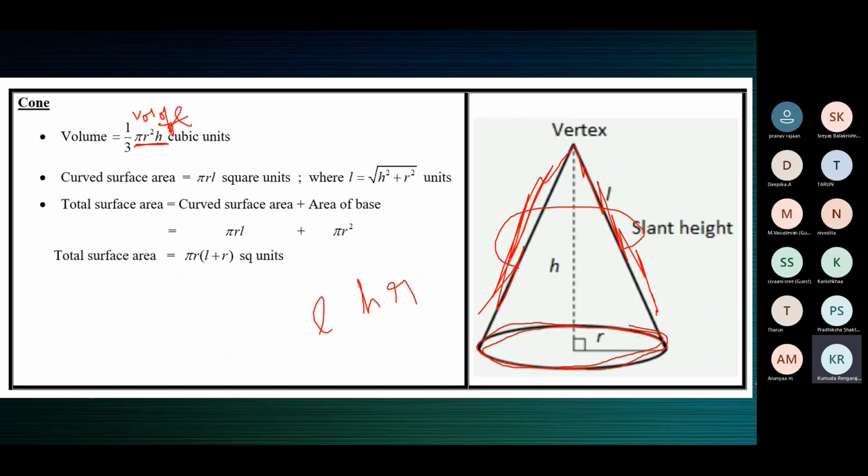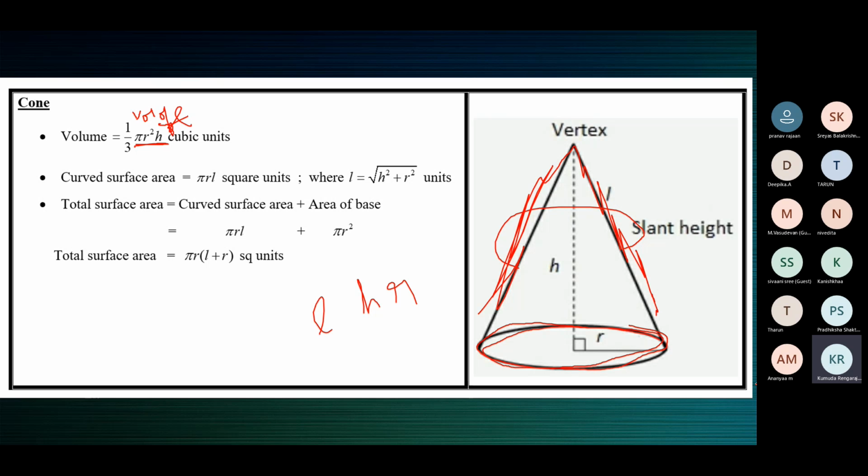So, the total surface area of a cone. When this cone is a solid cone, the circular portion is covered with material. It's not like an ice cream cone. An ice cream cone is open at the top, from where they fill ice cream into the cone.